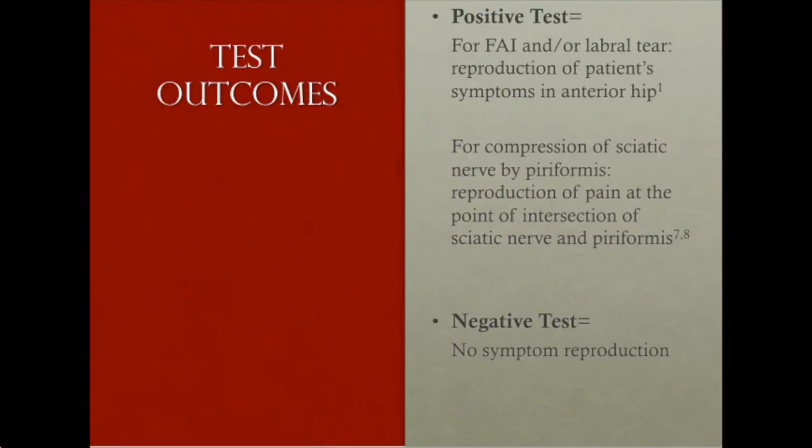Okay. Test outcomes. A positive test for FAI and/or labral tear would be the reproduction of the patient's symptoms in the anterior hip. For compression of the sciatic nerve by the piriformis, a positive test would be reproduction of pain at the point of intersection of the sciatic nerve and the piriformis in the posterior hip. This is according to Fishman et al. in 2002 and in 2003. A negative test would be no symptom reproduction.